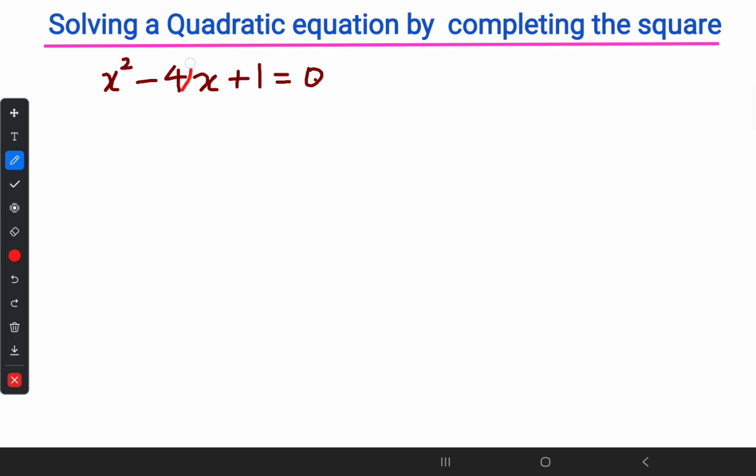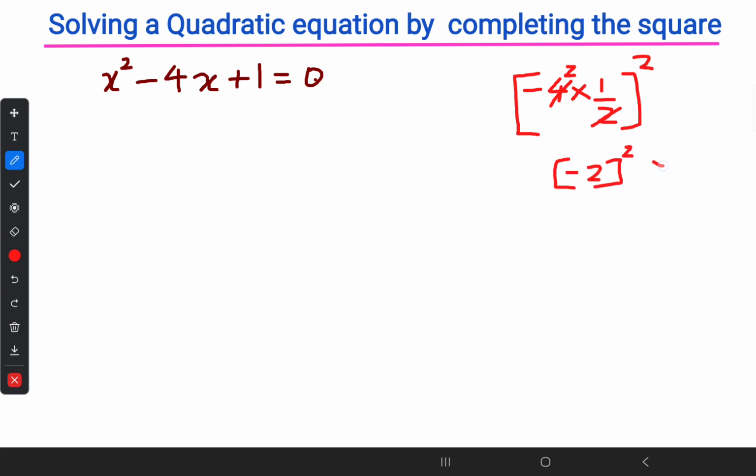You have to choose the coefficient of x. It is negative 4. Its half square. Half of 4 is 2. So negative 2 square. That means negative 2 into negative 2, it will become positive 4. So positive 4 is the number we need to add and subtract here.